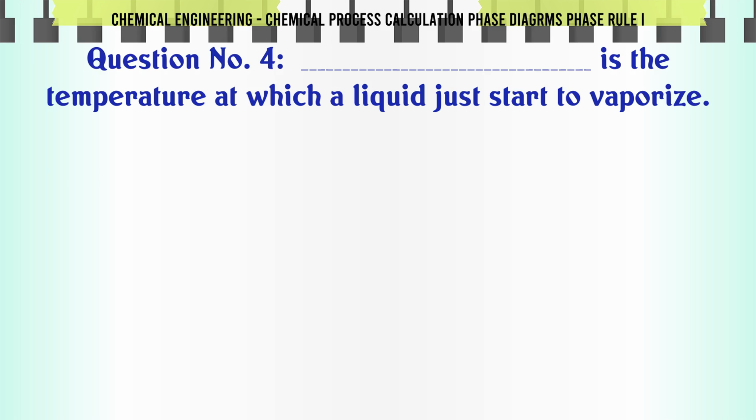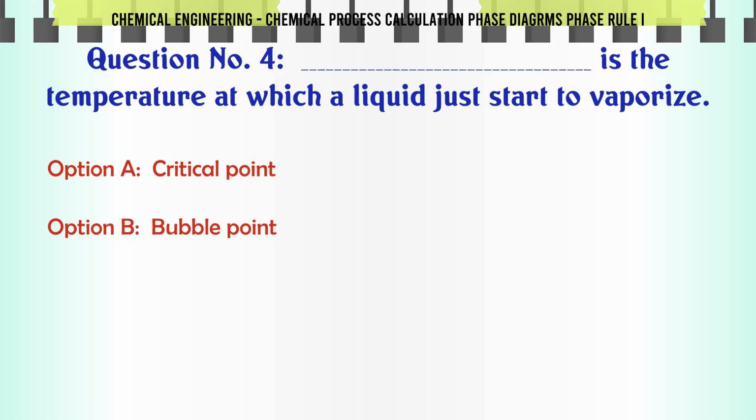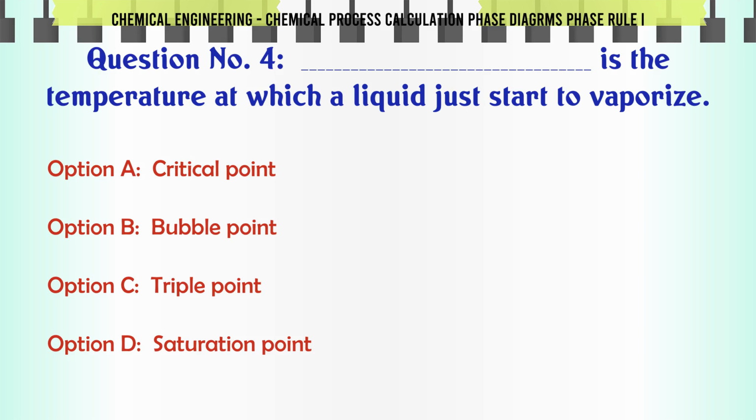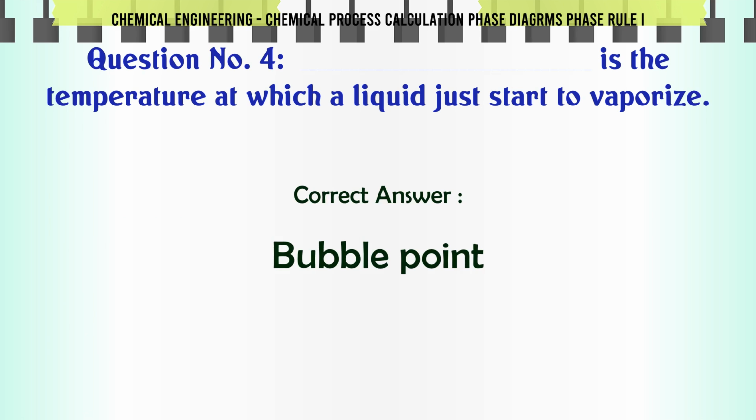The temperature at which a liquid just starts to vaporize is: A. Critical point. B. Bubble point. C. Triple point. D. Saturation point. The correct answer is bubble point.